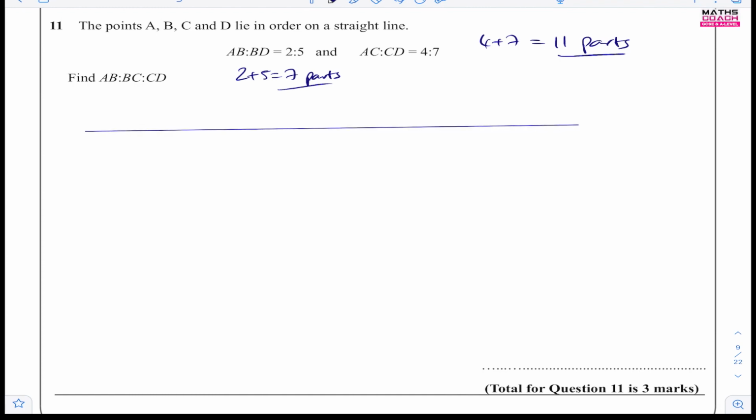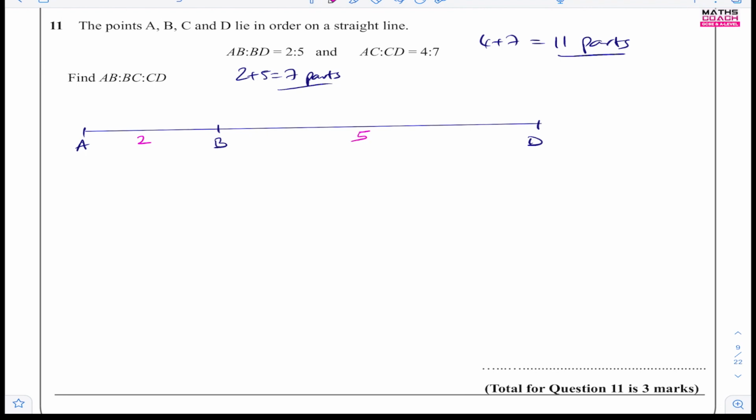Right, let's look at these ratios first of all. The first one has a total of 7 parts. So if you do 2 plus 5, we get 7 parts. The second one, 4 plus 7, is a total of 11 parts. Okay. Now, let's make a graphical representation of our A to B, B to D. So, if we have a straight line, let's just draw a straight line right there, and we label this A, we label this B, and we label this D, we are told that A to B is equal to 2 and B to D is equal to 5.